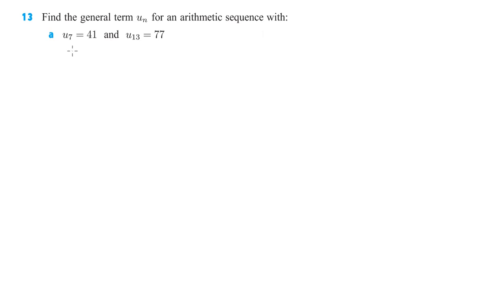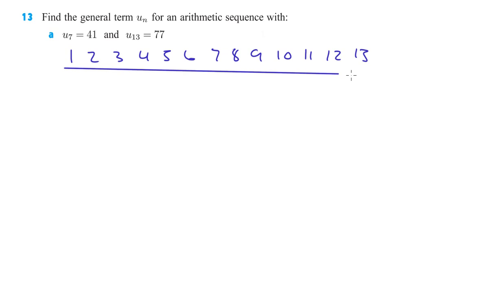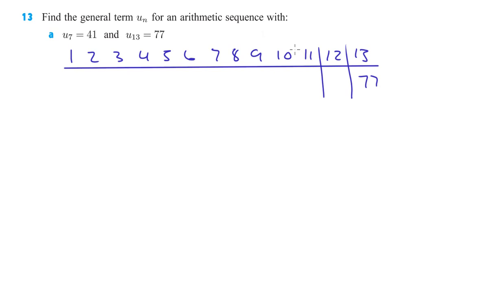So I'm going to do first term, second term, and I'm going to go all the way up to the 13th term. 3, 4, 5. Okay, and I know that our 13th term is 77, and our 7th term is going to be 41, right? So that's what I'm going to do. I know it looks a little ridiculous, but you will see in a minute why I do this.